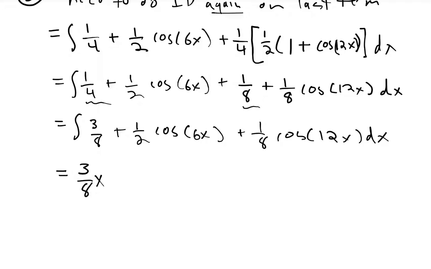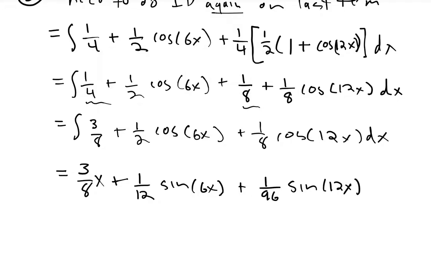These cosine terms, if you really wanted to do u sub on them, you could, but I did give you a way to treat these as kx functions. I could interpret this as 1/12 because I need to divide by the k. 1/12 sine of 6x. And similarly, I can interpret this guy as, I have to divide by 12 here, so 96, 1/96 sine of 12x. And then this was indefinite, so I need a plus c.